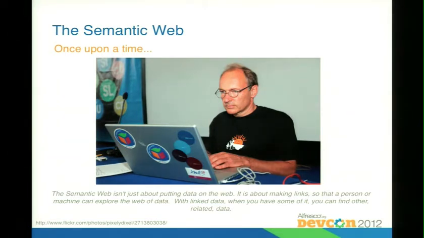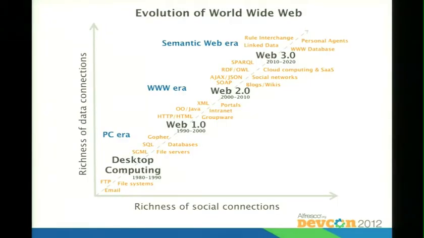So semantic web is not about just putting data on the web. It's about linking the data. So you can describe the information not only for people, but for machines. So machines have to be able to understand the information. Well, this is the evolution of the internet that we know today.